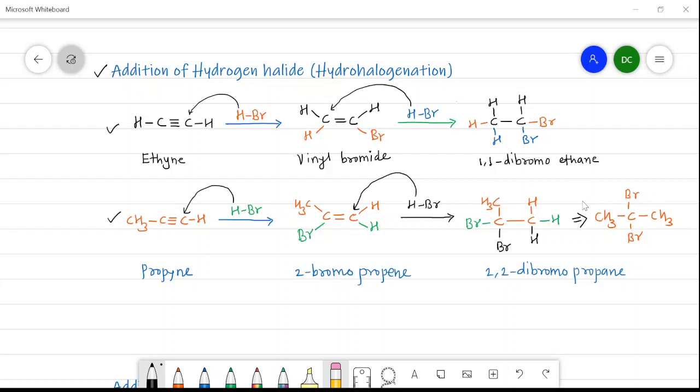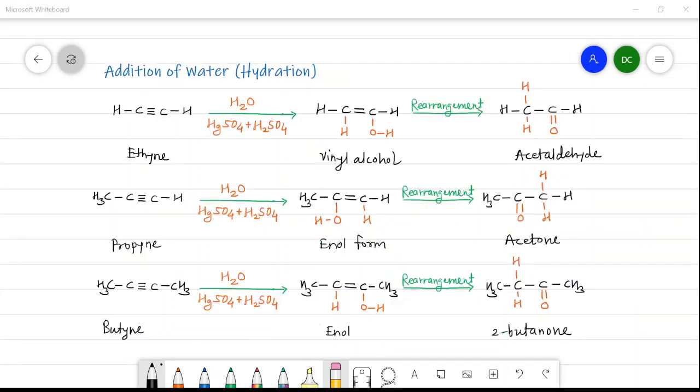Now we will see the fourth reaction, that is addition of a water molecule, which is called hydration. Addition of water, it is the hydration process. We know that in the addition of halogen, hydrogen, or hydrogen halide, we have studied that there is an addition of two molecules of the reagent. But in the case of addition of water, there is an addition of only one molecule of water. So this is the major difference between the other electrophilic reactions and addition of water.